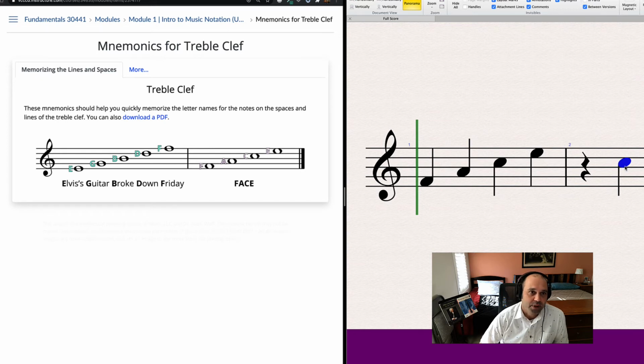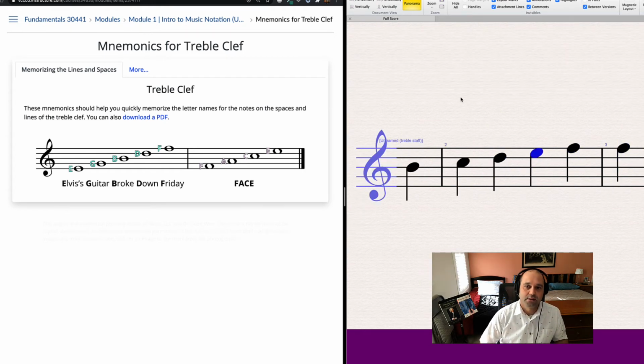So you may find your mind switching back and forth between using mnemonics and using the linear fashion of going through the notes just in order alphabetically. F, G, A, B, C, D, E, F. So hopefully that's making sense.